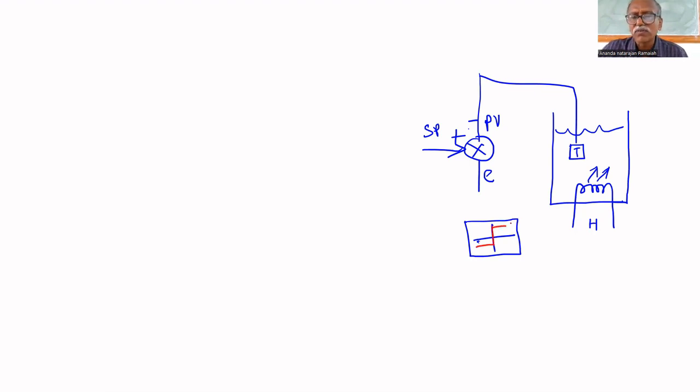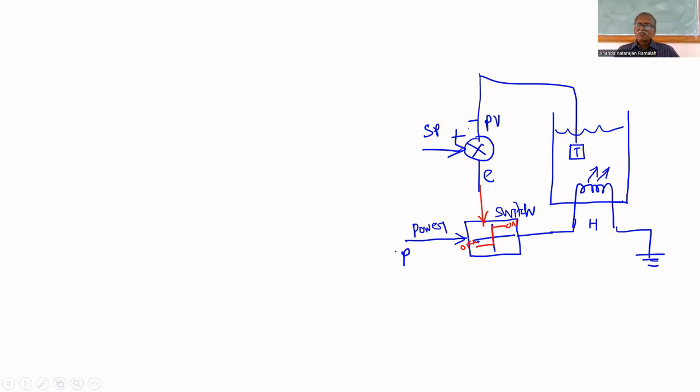This is the characteristic of the on-off controller. If the error is positive, on. If the error is negative, off. This is off. This is on. So the error is given to the on-off controller, and power is given to the on-off controller. The power will be turned on and off. It will work like a switch. On-off control is nothing but a switch.